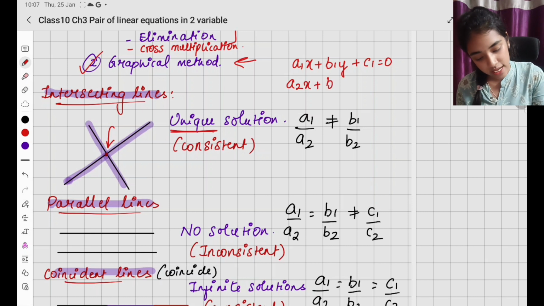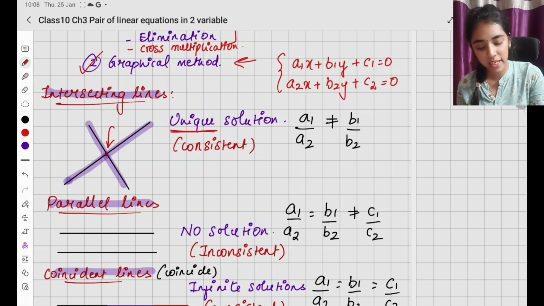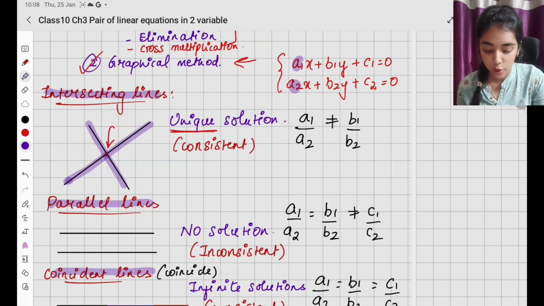a2x + b2y + c2 = 0. இந்த ரெண்டு ஈக்குவேஷன் பார்த்தோமா? So what are the coefficients going to be? You have a1, a2, the coefficients of x. Coefficient of y என்ன? b1, b2. And what is the constant?